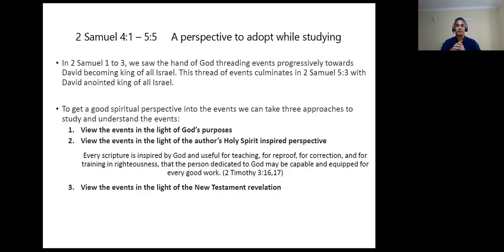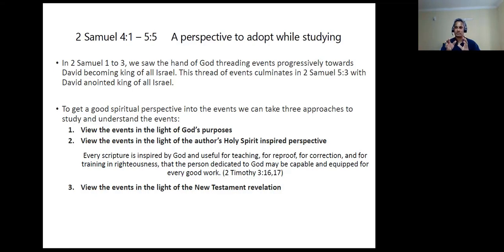Okay. Since we are studying a set of events, I thought it would be a good checkpoint for us to look at the perspectives with which we should look at events that we study, both in the Old Testament as well as the New Testament, particularly in the Old Testament portions that we are looking at. So there were three approaches that we can take to put what we are studying in the right context and get the best that we can, because the scripture has a lot to offer.